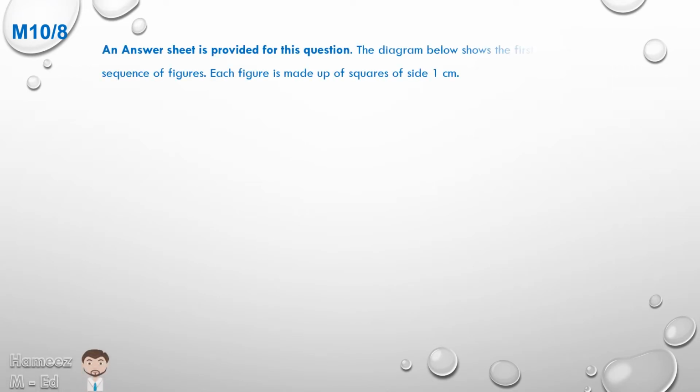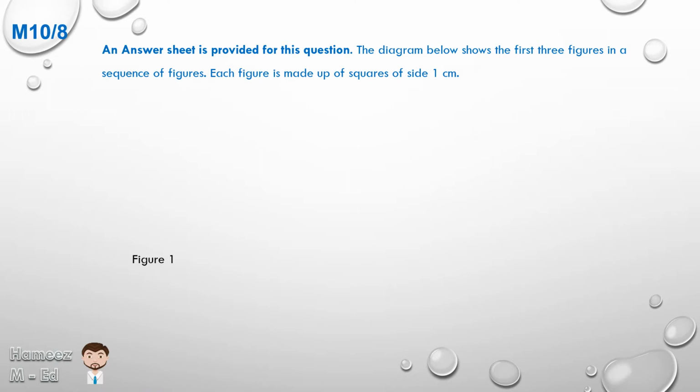May 2010, number 8. An answer sheet is provided for this question, which is actually a sheet of graph paper. So the question says, the diagram below shows the first 3 figures in a sequence of figures. Each figure is made up of squares of side 1 centimeter.